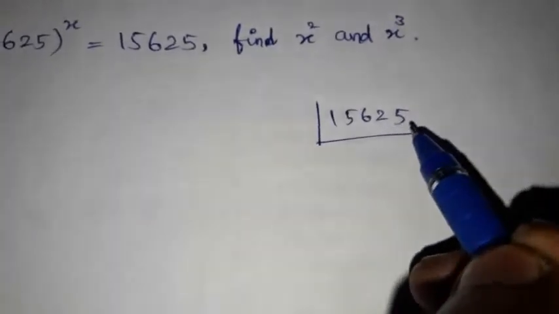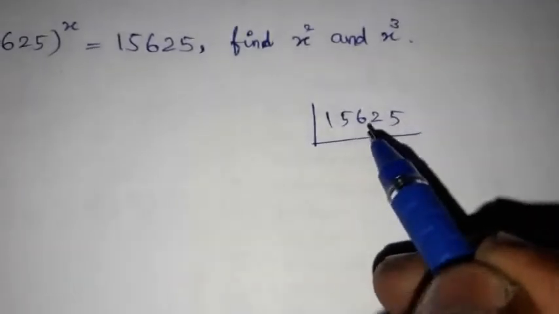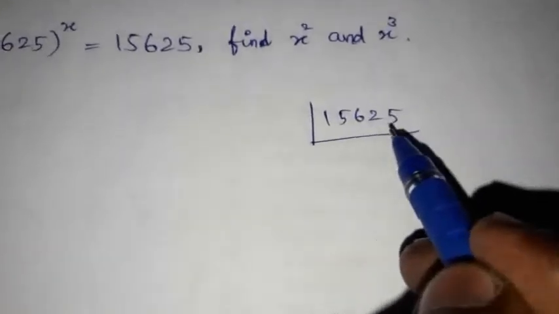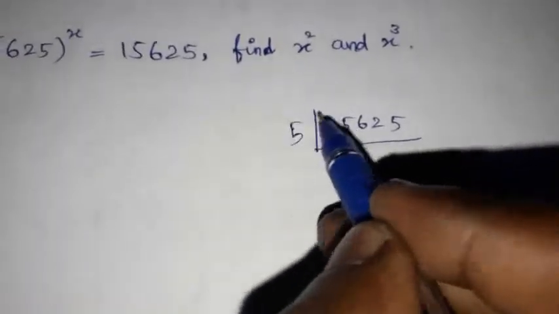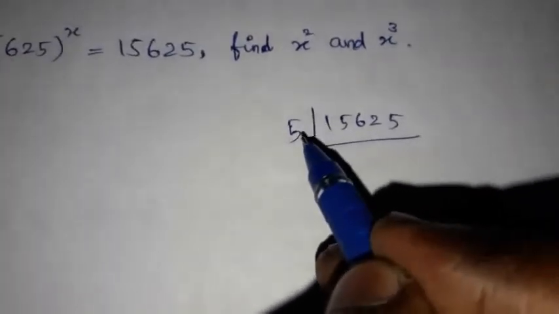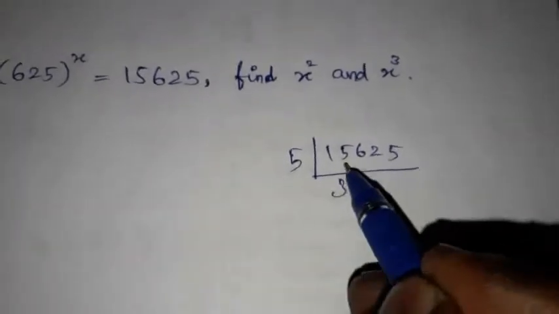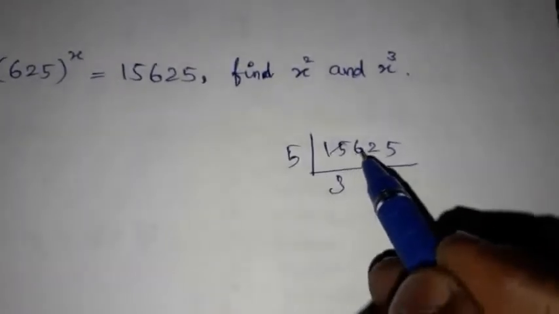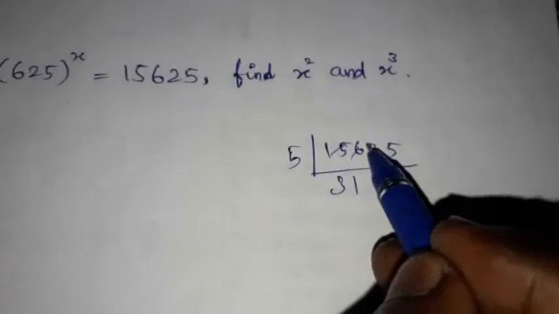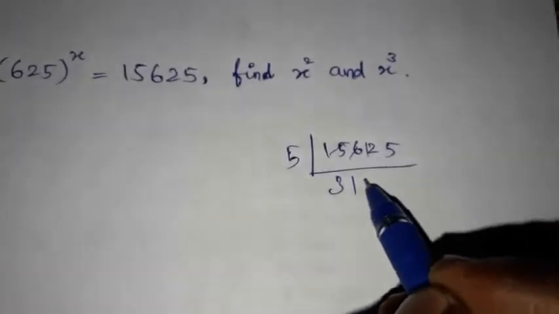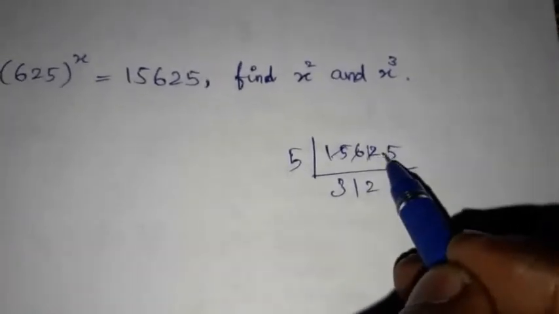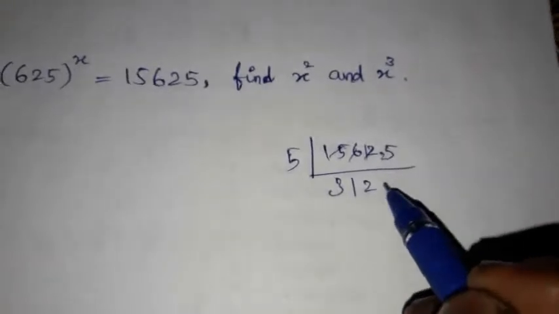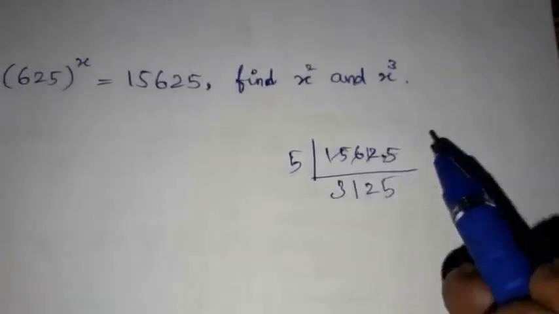The last number is 5, so it is understood this number is divisible by 5. So I am going to use fifth table. 3 5s are 15. Next 1 5 is 5, remaining 1, it became 12. 2 5s are 10, remaining 2, so it became 25. 5 5s are 25.